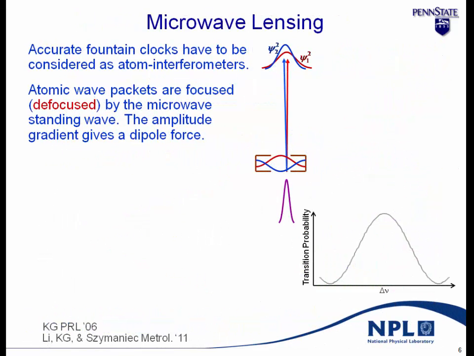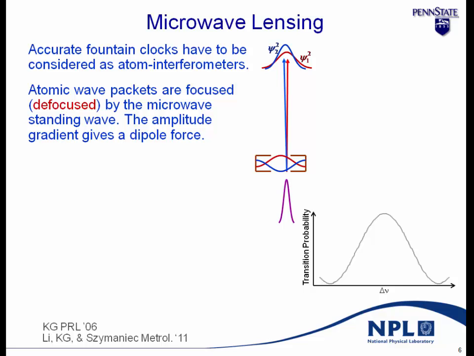On microwave lensing, again, now for the fountains being at 1 minus 16, they have to be considered as atom interferometers at that level of accuracy. And the same for PHARAO. So what happens in a microwave clock, for example, the convenient basis here is to look in the dressed state basis. If an atom enters in the ground state, it's in a coherent superposition of the 2 dressed states. One dressed state sees a focusing potential by the microwave standing wave. The other dressed state sees a defocusing potential.